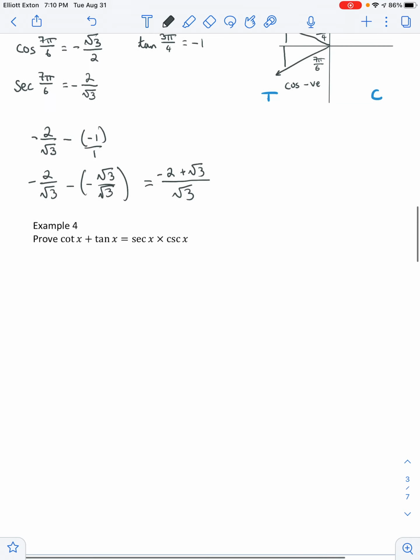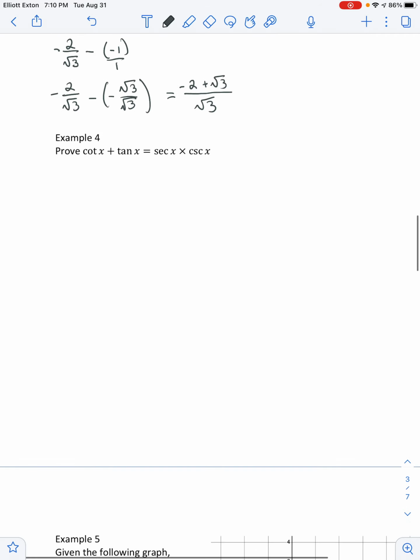Now we have a trig identity we need to prove here in example number 4. So to prove a trig identity, we're going to split up our identity into left side and right side, and then work and simplify with them by applying trig identities to make the left side and the right side equal. So our left side here is cotangent x plus tan x, and the right side is secant x multiplied by cosecant x.